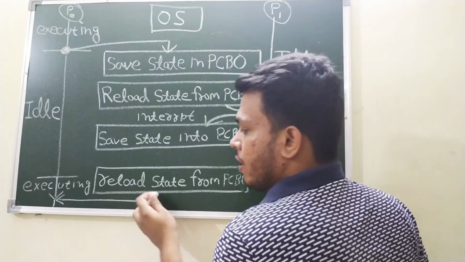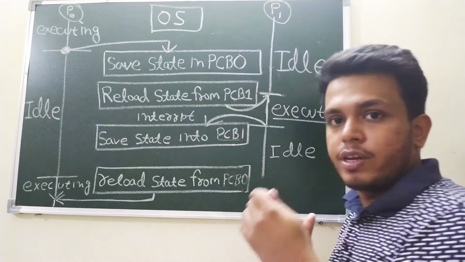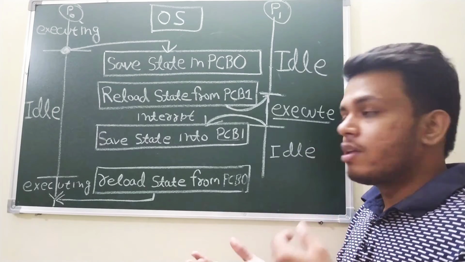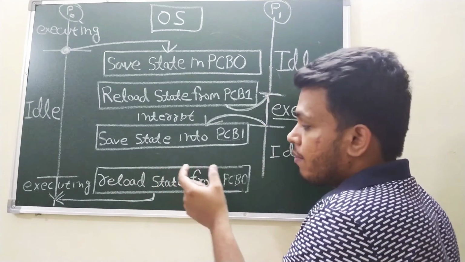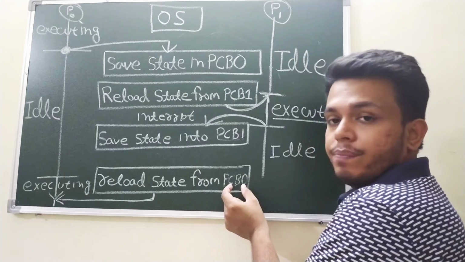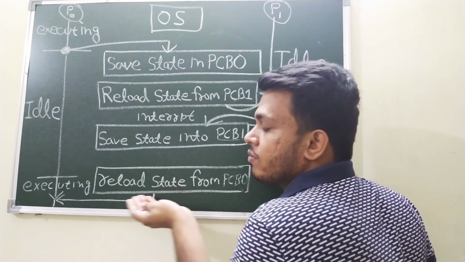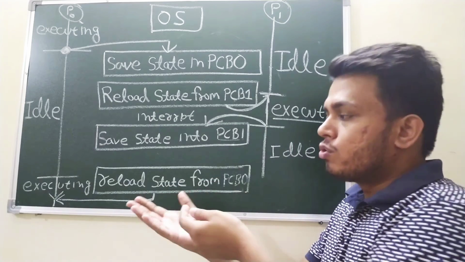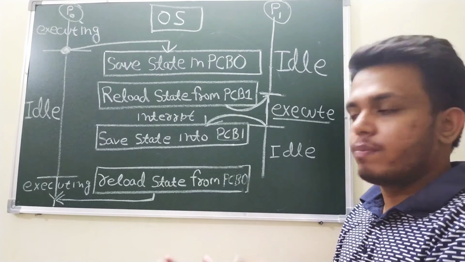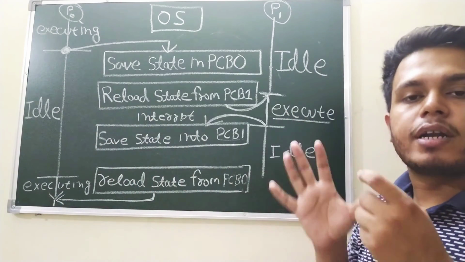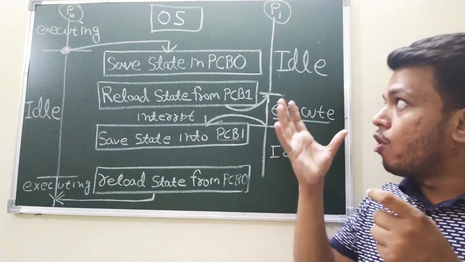So after reloading the data, because we need to get the status where we left off, that data is preserved in the PCB. This is PCB0, and the operating system gives that instruction, that data, and you start executing from this point of instruction, right? So that is how context switching works in an operating system.